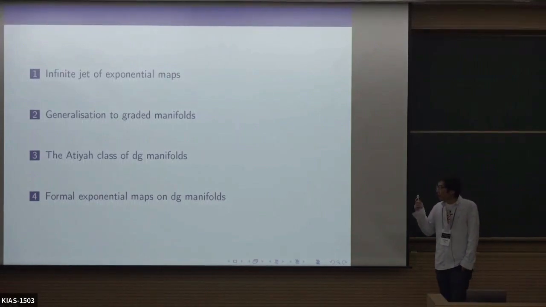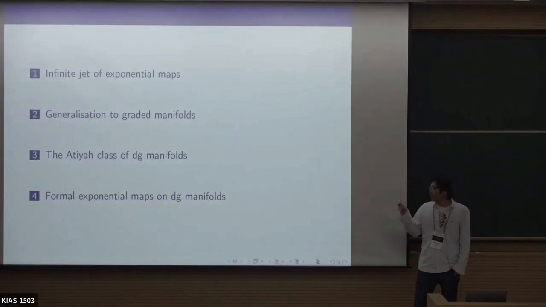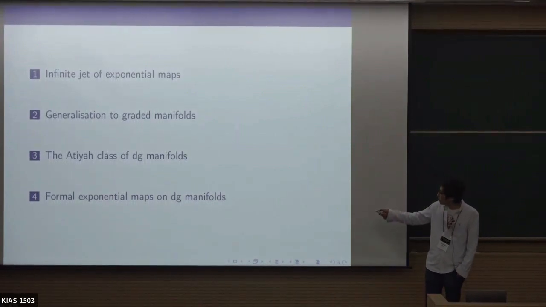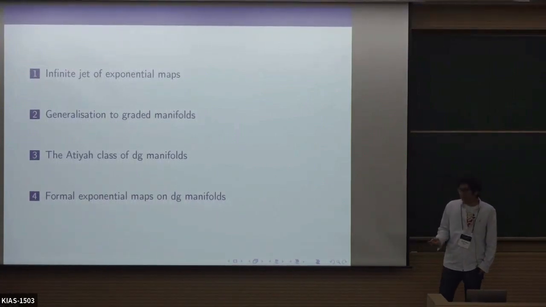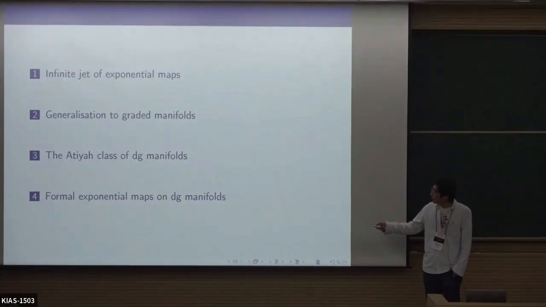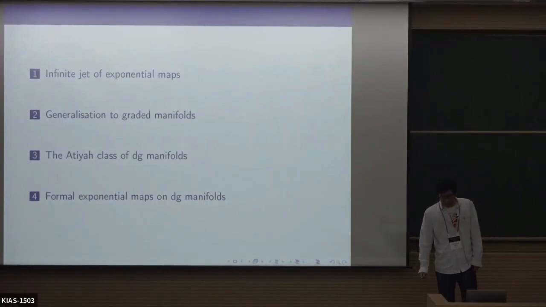And next concept will be the Atiyah class, which is related to the extension of this graded manifold into differential graded manifold. I'll pose a question, and then the answer is related to this Atiyah class. And then finally, we go to the exponential map on differential graded manifold.